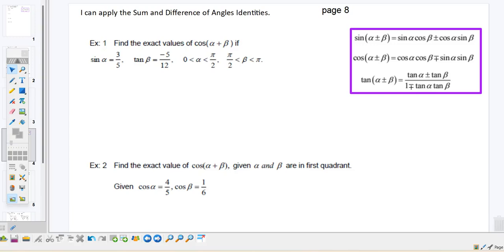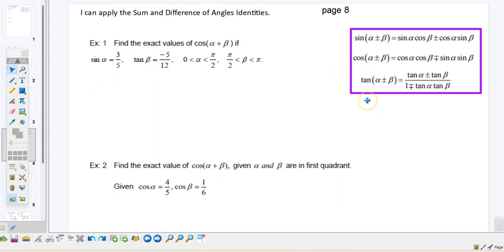For day 2 of our sum and difference identities, another way we can use them is for these kinds of problems on page 8. Number 1 says, find the exact value of cosine alpha plus beta if cosine alpha equals 3/5, tangent beta equals 5/12, and alpha is between 0 and pi over 2, and beta is between pi over 2 and pi. So that's a lot of information.